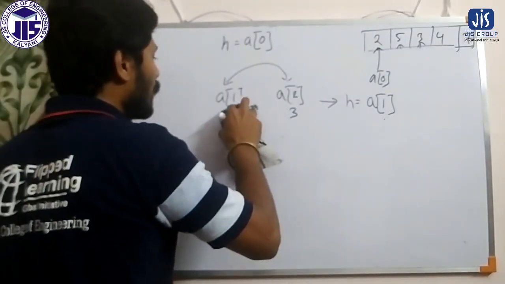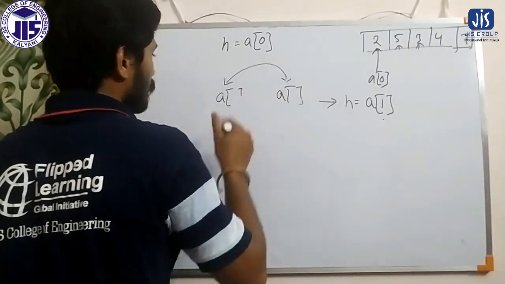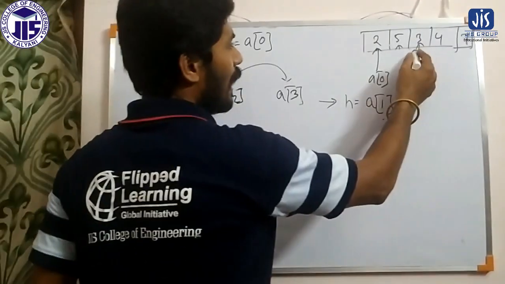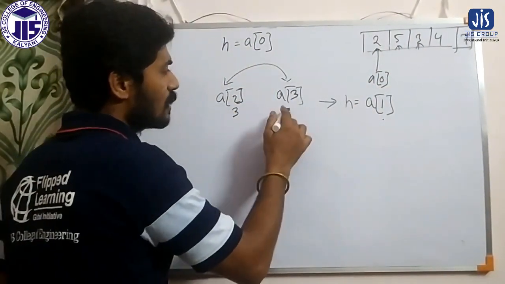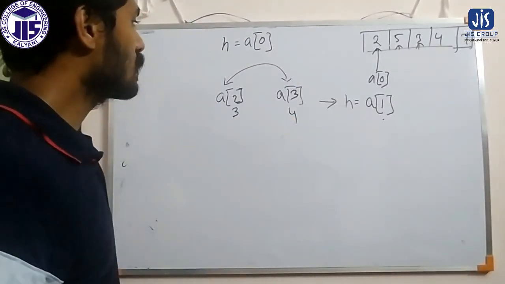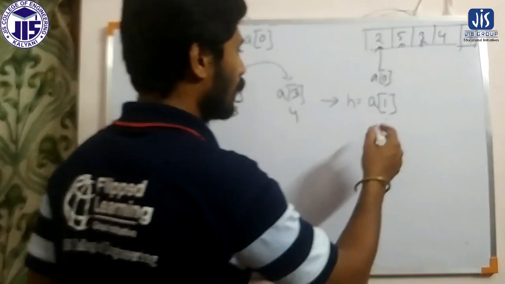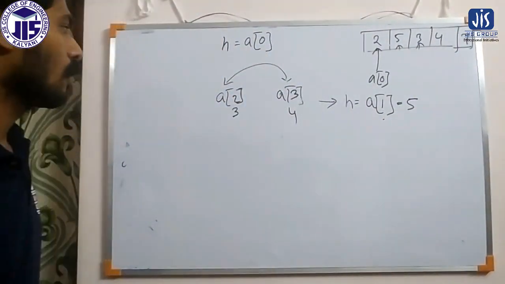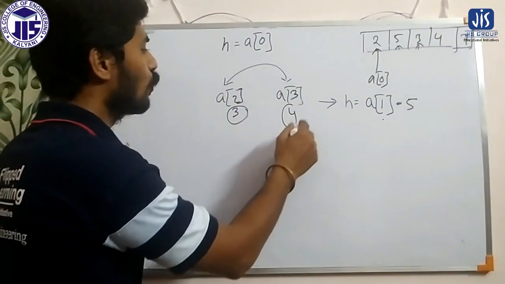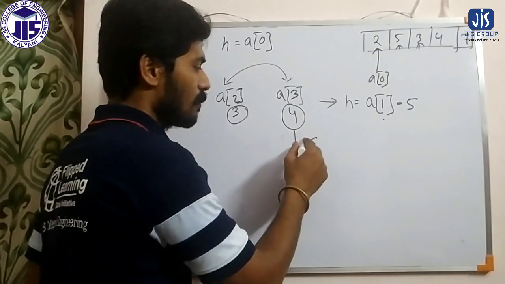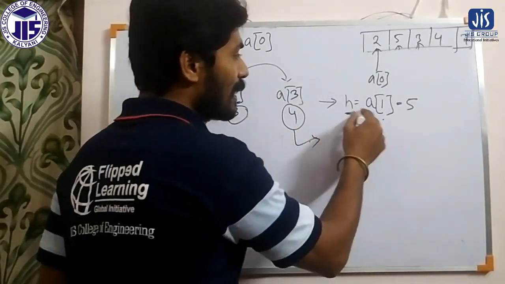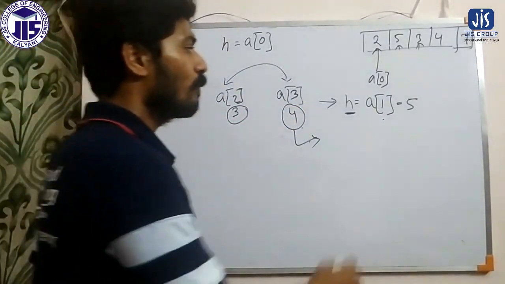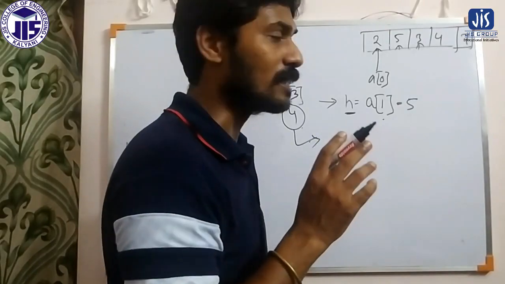Next we are going to compare A2 and A3. The value of A2 is 3, A3 is 4, and the value of A1 is 5. If I compare 3 and 4, which one is maximum? A3 is maximum. But the value of h, which is already 5, is greater than that also. So the value of h will remain A1. We are not going to change it.